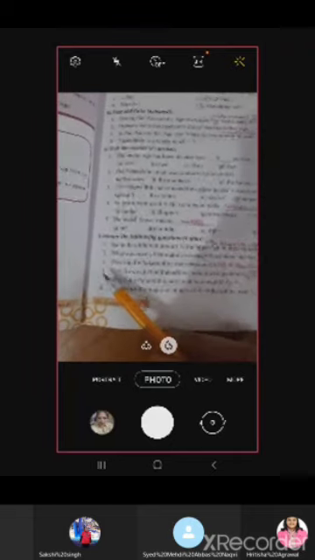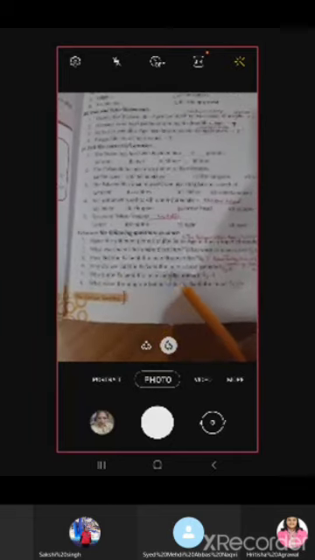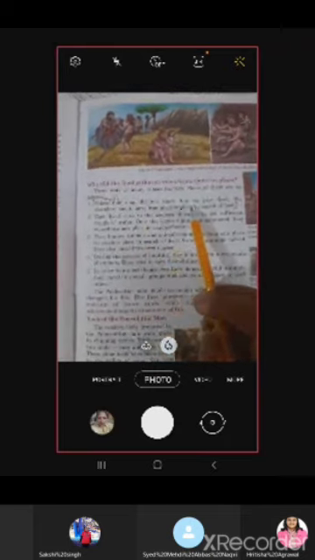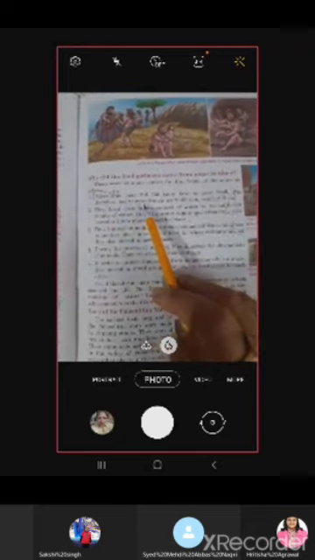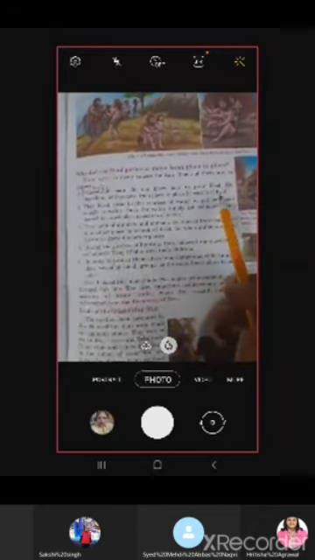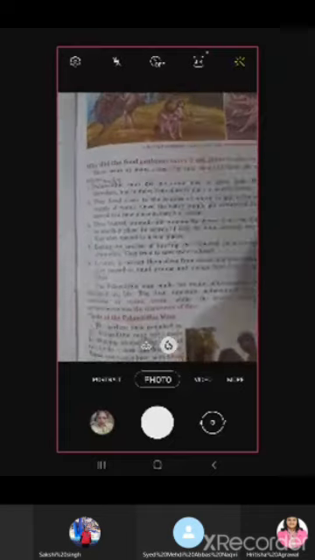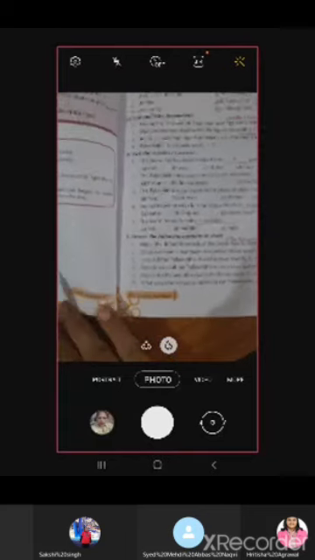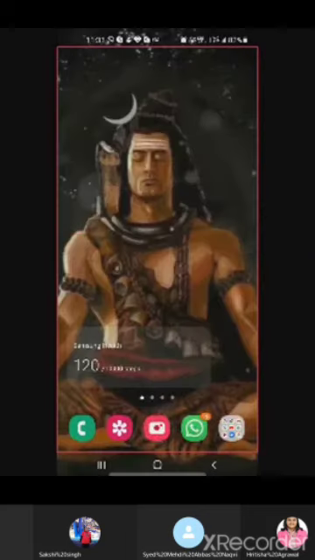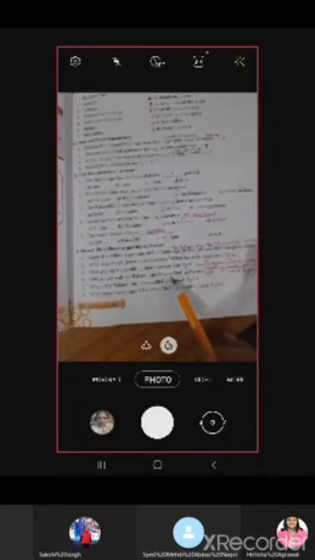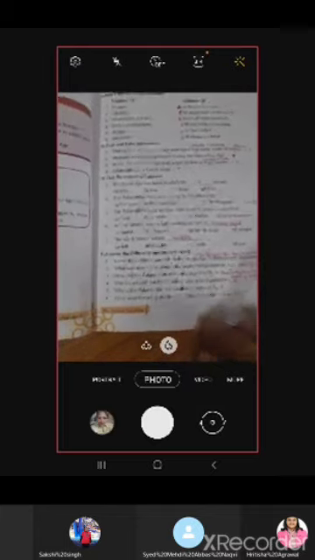Question number four. Why do we call the Paleolithic man a food gatherer? Page 15. Paleolithic man did not know how to grow food. He therefore had to move from one place to another in search of food. After that, you will write, that is why the Paleolithic man was called a food gatherer.